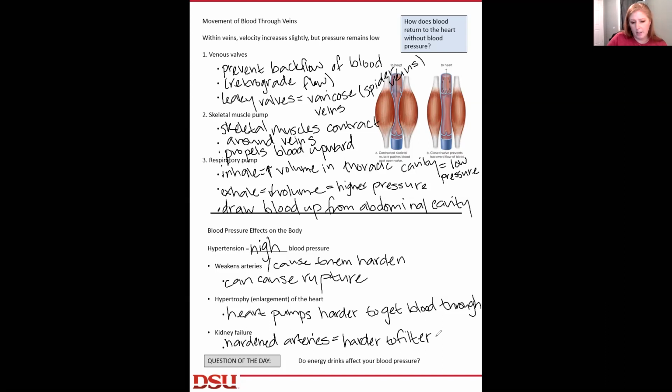Sorry, it's all running together. Equals kidneys work harder.